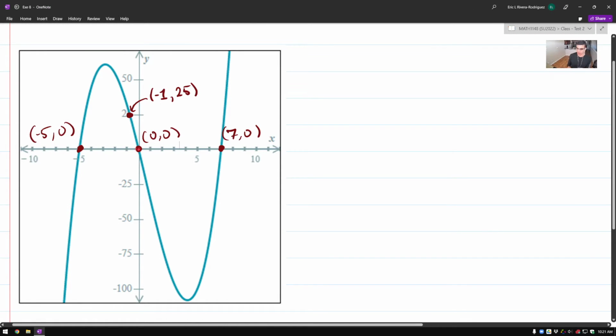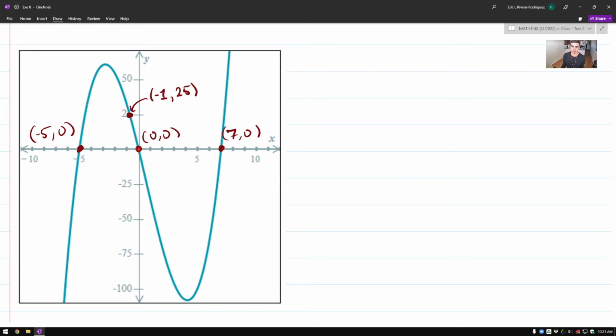So let's start first by using the behavior of the ends of this graph to determine if the degree is going to be odd or even. Degree, so we have one goes down, one goes up. That degree is going to be odd or even? Odd. So degree is odd.